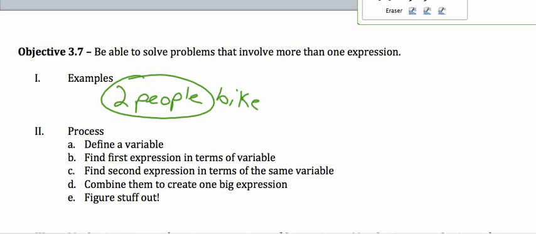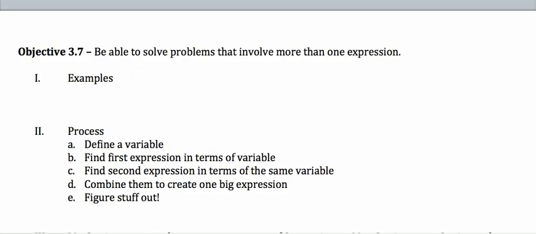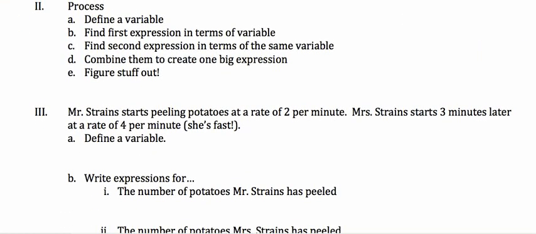So I outlined a typical process for you. Your typical process is to first define a variable. You always have to say what your variable is, because that can be especially important if people are starting at different times, which is what our example is going to look like. Then we find the first expression in terms of the variable, find a second expression in terms of the variable, combine them together, and figure stuff out. The next two steps are the real important ones. You have to figure out the two expressions separately and then decide when and if you need to put them together and how that works.